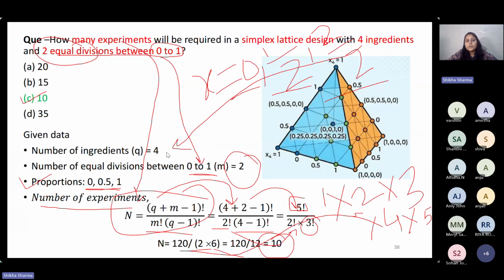Here q equals 4, so it means this geometry is a tetrahedron kind of geometry. If q equals 3, what would there have been? A triangular kind of geometry, as we imagined.